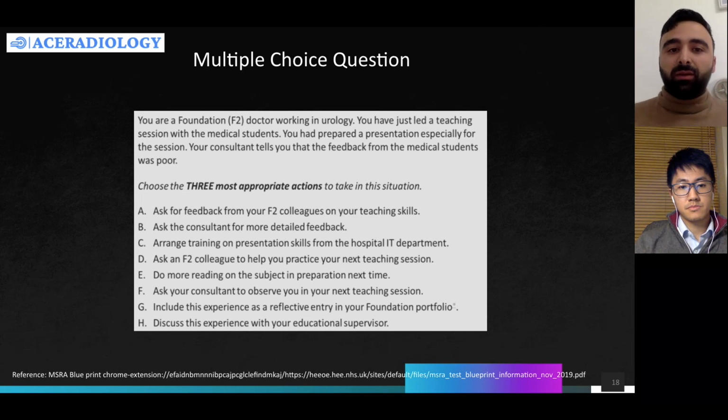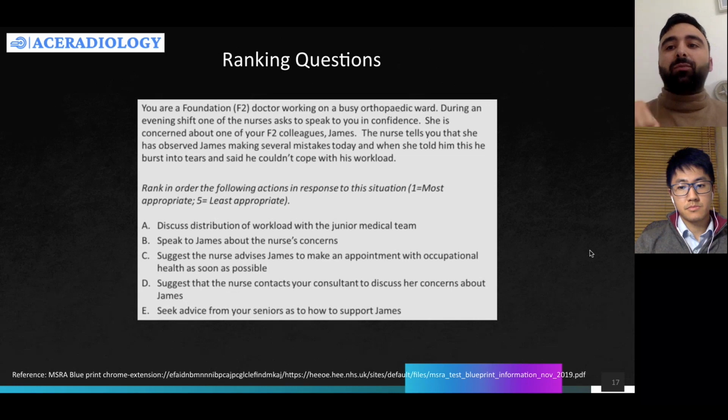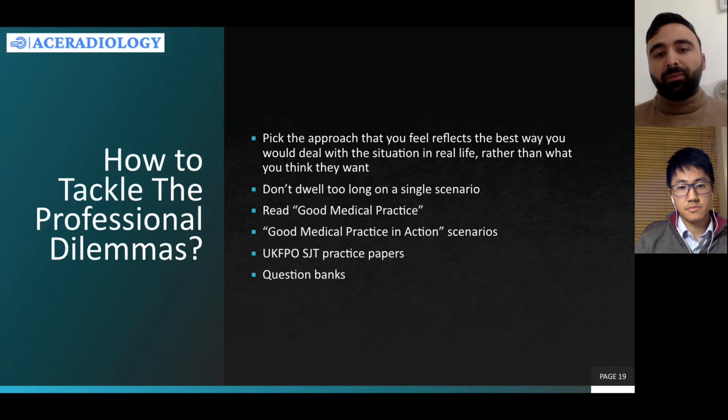And if we go back to the other ranking one, from most appropriate to least appropriate, if you use the technique, which options are the most appropriate and which ones are the least appropriate. So definitely read the Good Medical Practice guide on the GMC website. That's key. Once you've done that, questions. I can't stress enough how important they are.